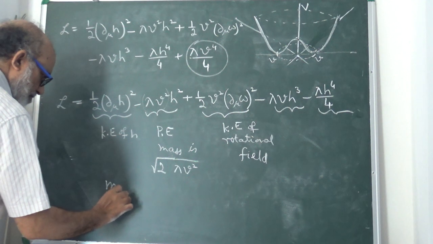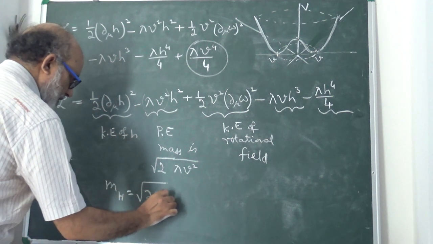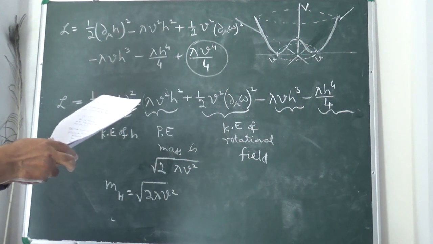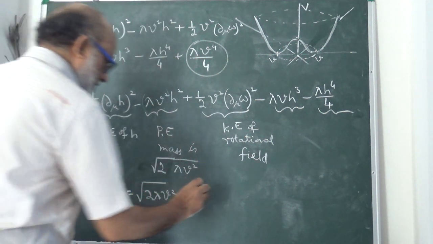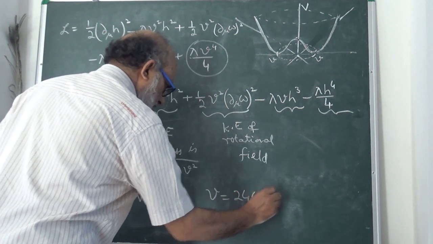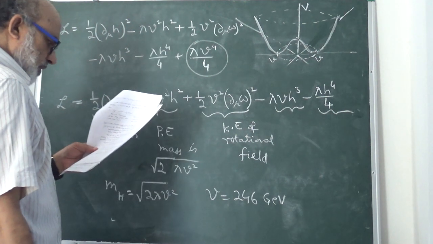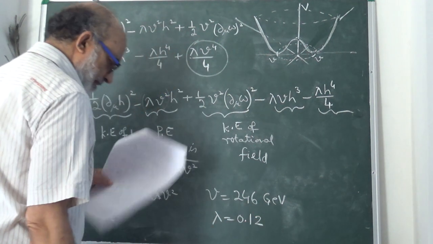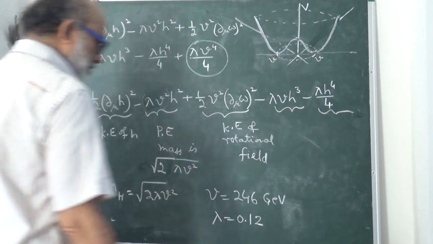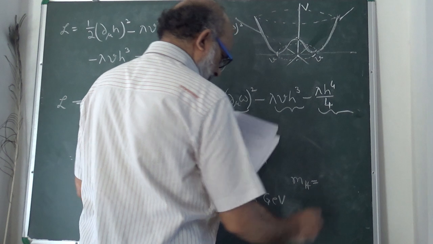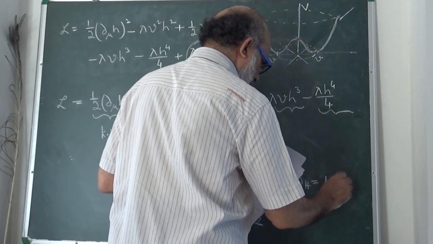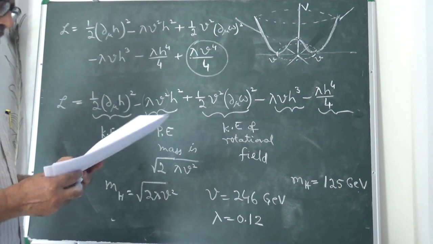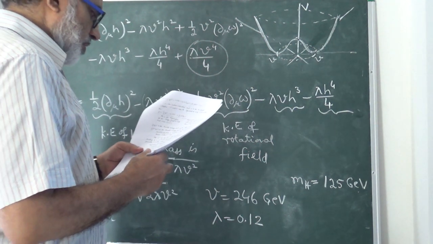So the mass of the Higgs is the square root of 2 lambda v square, where v is this distance, and v is calculated. The value of v is 246 GeV, and lambda is 0.12. This is a scalar number, and the mass of the Higgs comes out to be 125 GeV. This is the mass discovered by CERN in 2012. So this is all.